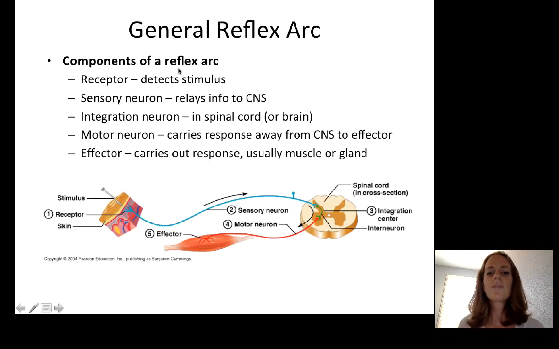So this is a general reflex arc where you have a receptor detecting a stimulus, the sensory neuron relaying information about that stimulus to the central nervous system, and then the motor neuron sending information out to respond to that stimulus.